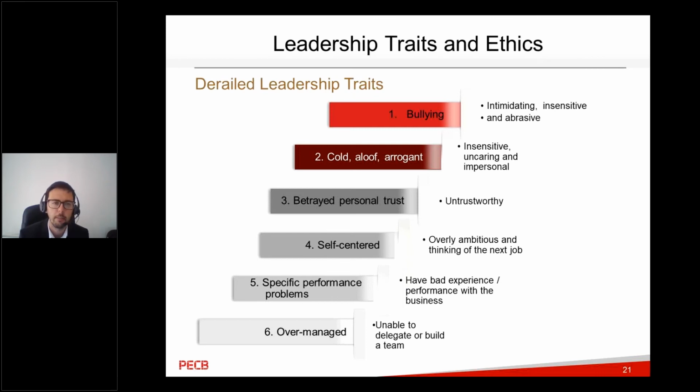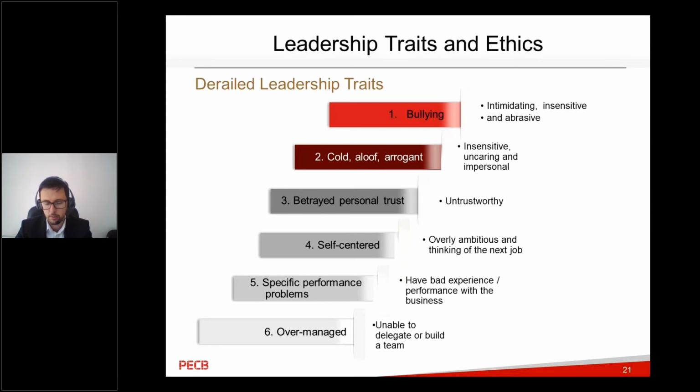This is a type of person who tends to consolidate all the power and management in their own hands, and is unable to delegate or build teams. Usually, because of this, they seem to be highly disconnected and demotivated people who will usually have subpar performance, which will obviously lead to other performance problems within an organization. So all of these traits belong to the derailed leadership traits group.